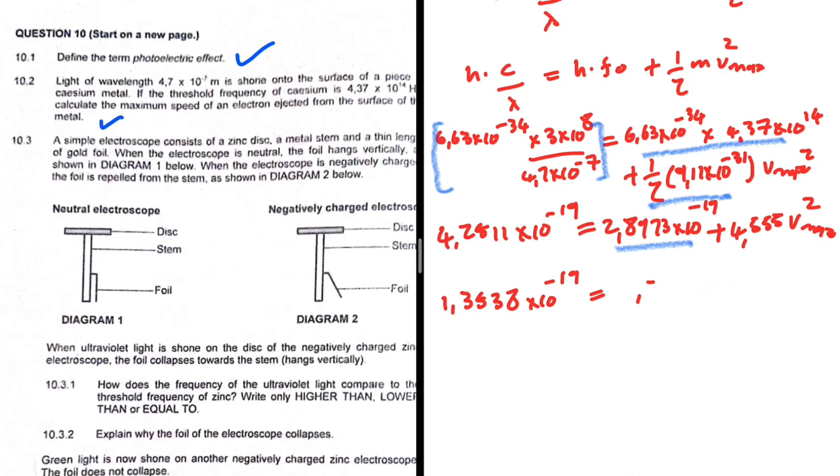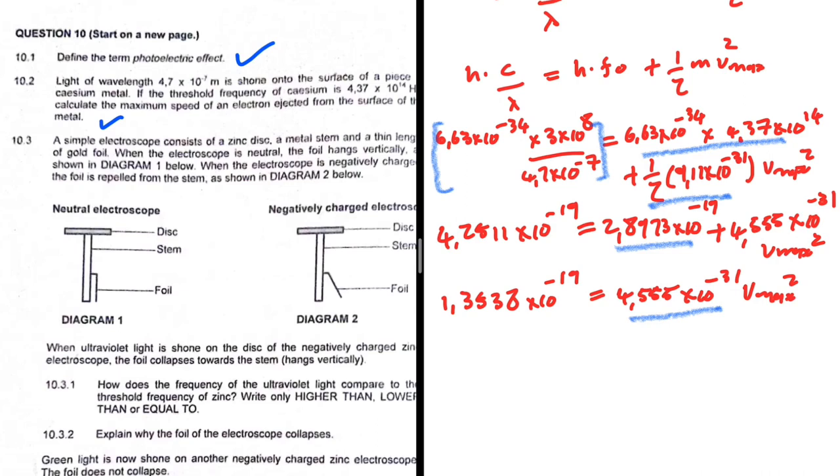Okay, I see the mistake I'm making here. This is 4.555 times 10 to the minus 31 V max squared. So we are dividing both sides by 4.555 times 10 to the minus 31. So 1.3538 times 10 to the minus 19 divided by 4.555 times 10 to the minus 31.